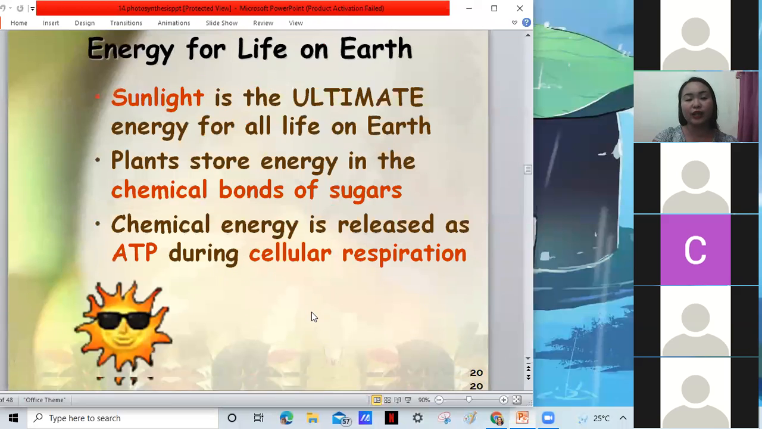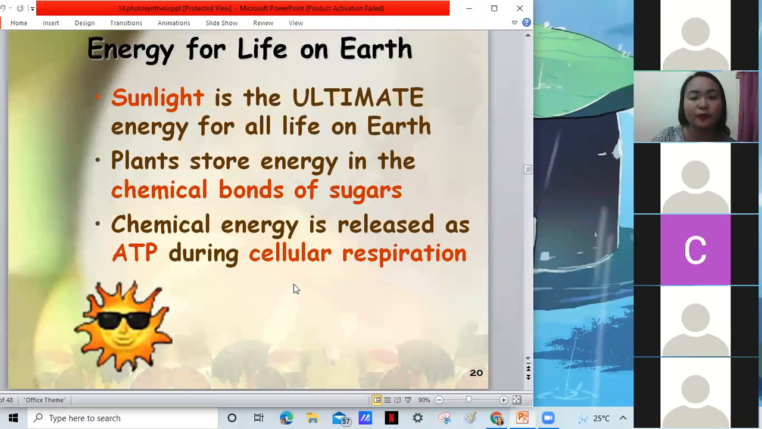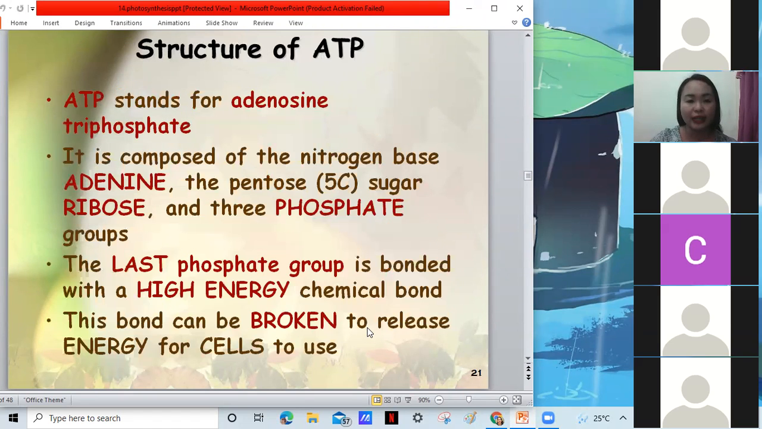Why do cells use ATP for energy? So why is sunlight the ultimate energy for all life on Earth? Can you imagine, without the sun, if ever the sun disappears, what happens to all the living organisms, including humans? Plants store energy in the chemical bonds of sugar, and the chemical energy is released as adenosine triphosphate during cellular respiration. But we will be discussing cellular respiration further in our next topic.